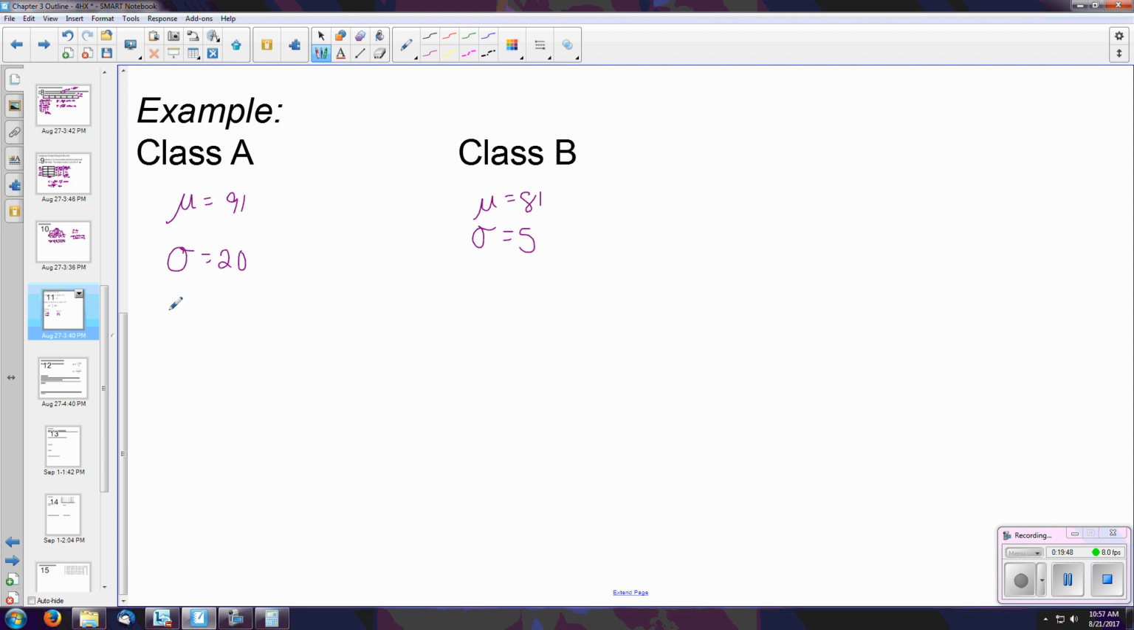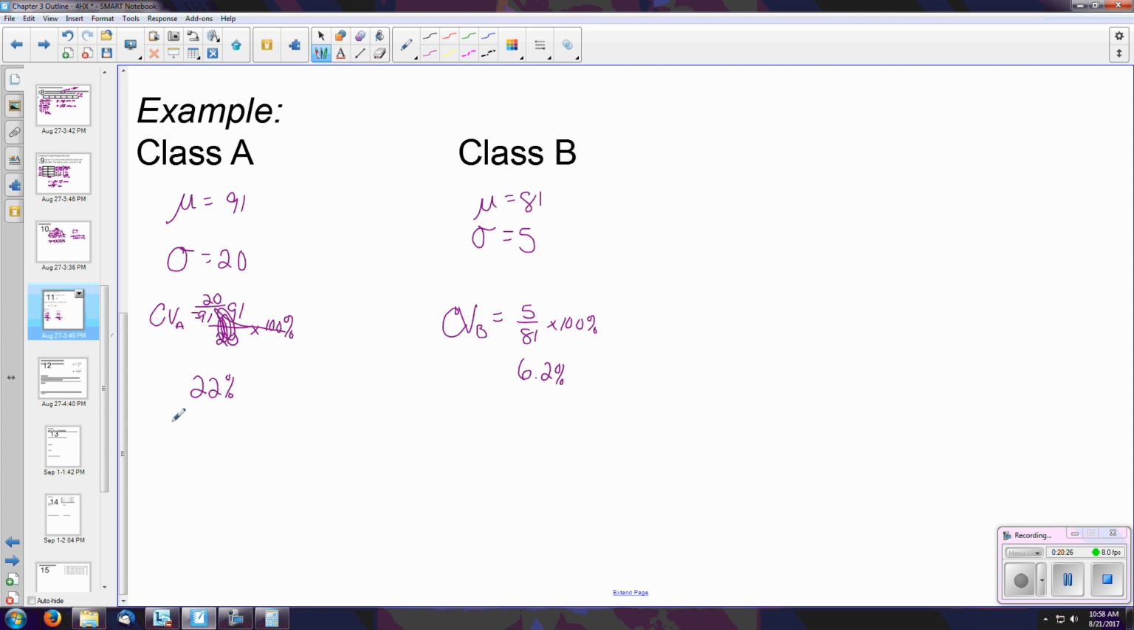So take for a moment our coefficient of variation for Class A. That's going to be 20 over 91 times 100%, which gives us approximately 22% variety. Oops, I wrote this backwards, sorry. 20 over 91 times 100%, much better. Our coefficient of variation for class B is 5 over 81 times 100%, giving us a variety of about 6.2%.